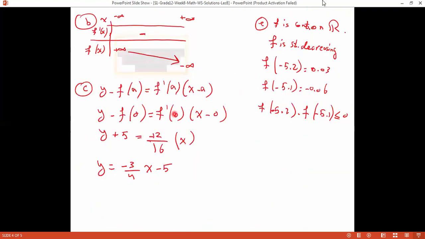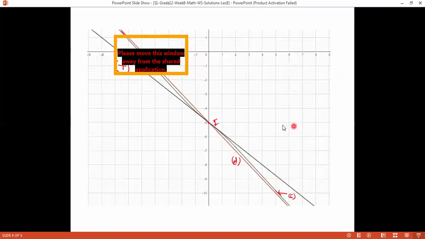So how do I answer? We say that f is continuous on R and strictly decreasing. We calculate f of minus 5.2 and f of minus 5.1. One of them should be less than 0 and the other should be greater than 0. Since it's decreasing, then the first one is greater than 0 and the second one is less than 0. Now we're going to draw.